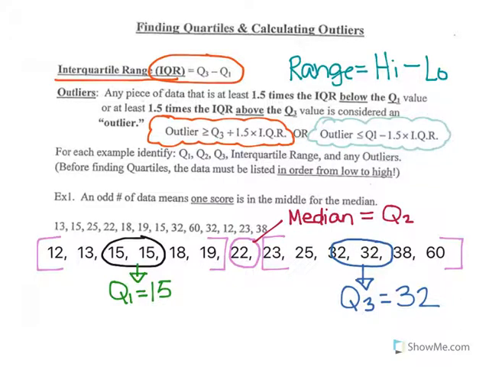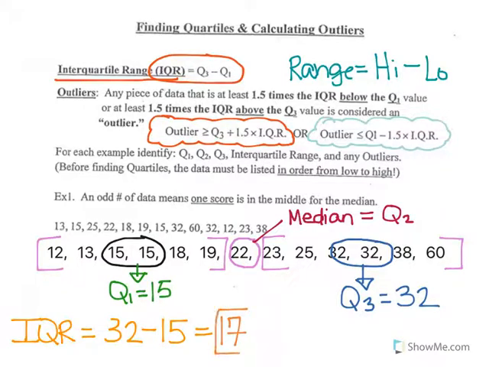Now we can find our interquartile range. So to find our interquartile range, we're going to take Q3, which is 32, and we are going to subtract Q1, which is 15, and we end up with 17 is our interquartile range.